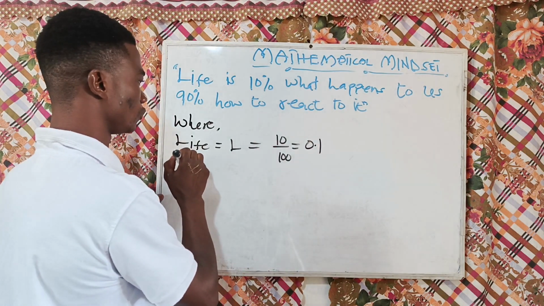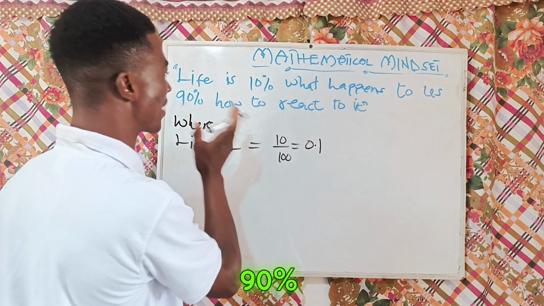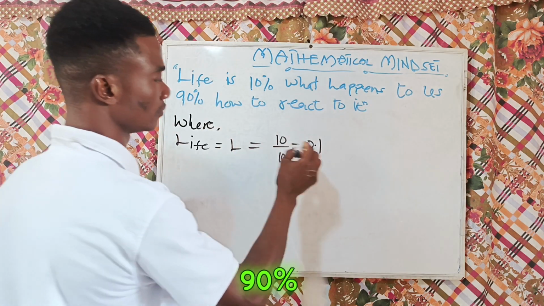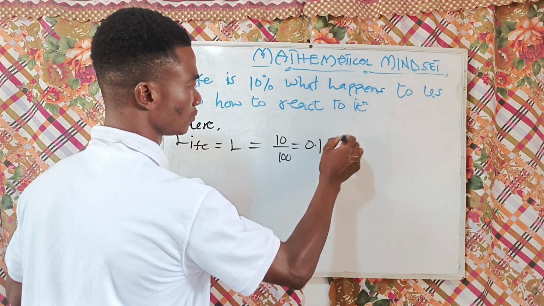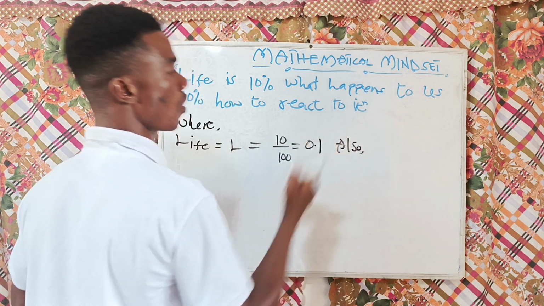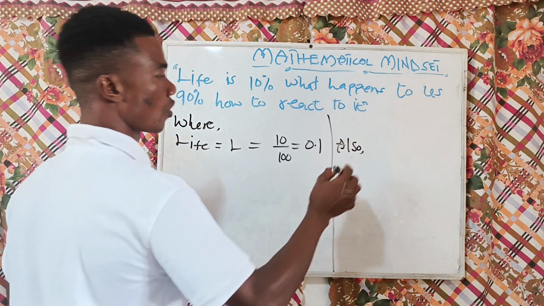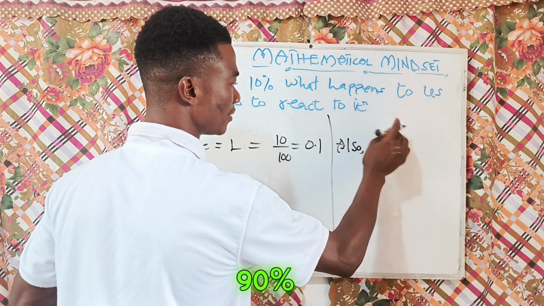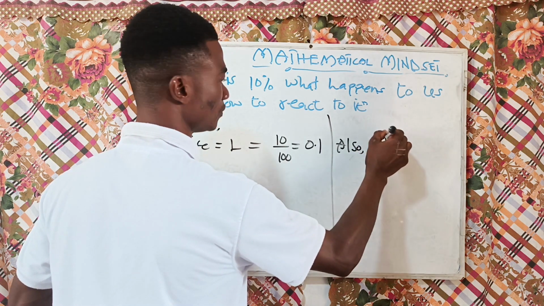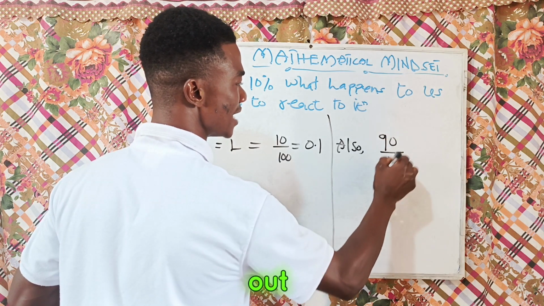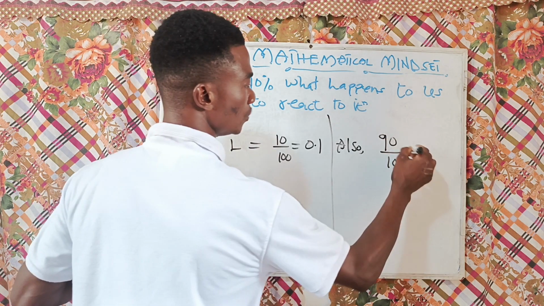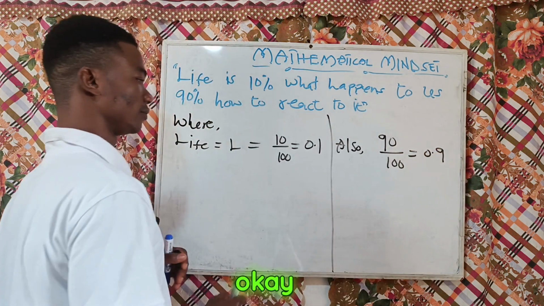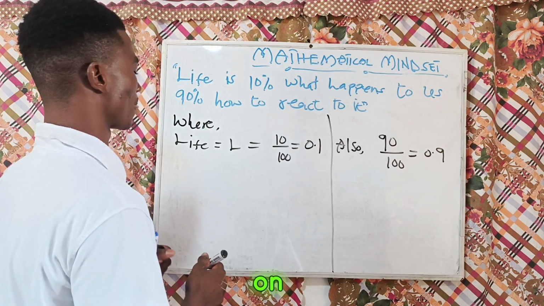Also, we have 90% how we react to it. So 90%: 90% is going to be what? 90 over 100, which is giving us 0.9. Okay, let's move on.